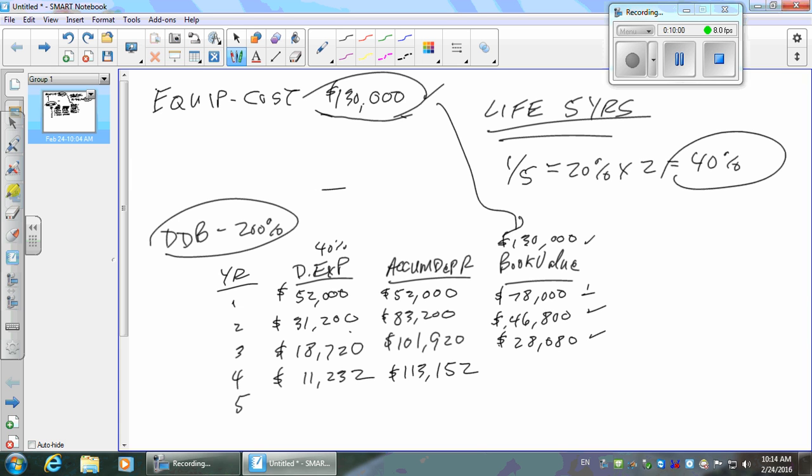Okay, and what's my remaining book value? 130 less 113,152, I guess. What's that? 16,848. All right, good. What would you do in year 5? 40% of that. What's 40% of 16,848? 6,739. Okay. Good. All right. What's that? Debit depreciation expense, credit accumulated depreciation. What do you now have in accumulated depreciation?